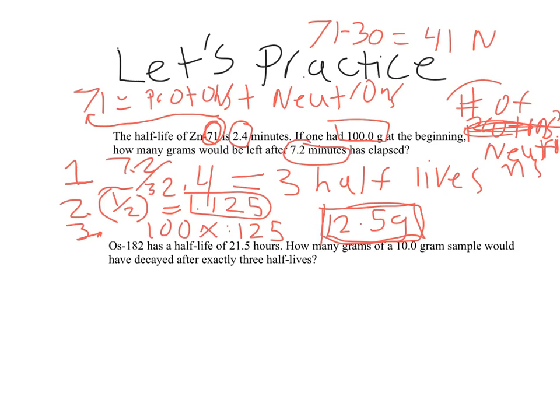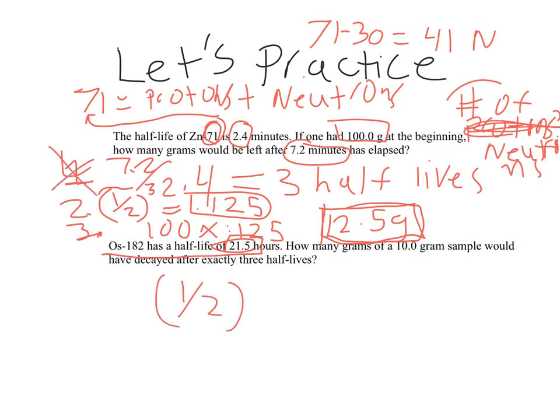So let's do this last problem on this page. This one might be tricky because there's less you have to do here. We're saying, how many grams of a 10-gram sample would have decayed after exactly 3 half-lives? So they give you the half-life of 21.5 hours, and I may give you a question that's kind of tricky like this. You don't even need to use that because they already told you it's 3 half-lives. So we get to eliminate step number 1 above.